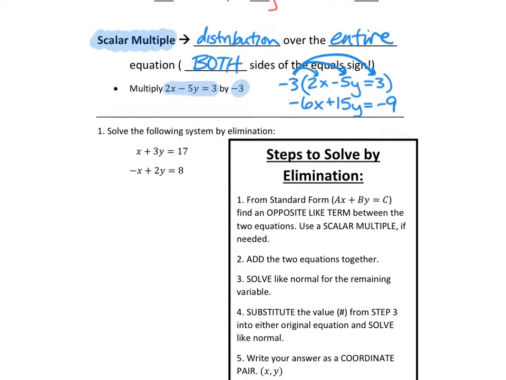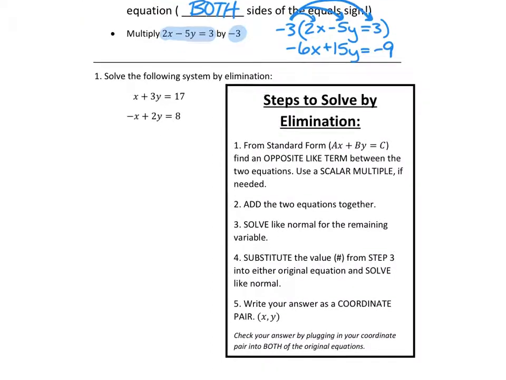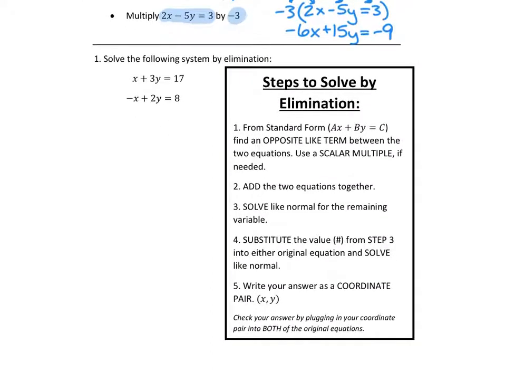Okay? The steps to solve an elimination question are as follows. We need to know that these equations are written in standard form, which is alphabetical order. So if we look at both of ours, you see how it's x, y, number, I'm good. That's standard form. I need to find an opposite-like term, which means I'm looking for one variable in the top and the bottom to be opposite-like terms. And if there's not, that's when I have to use my scalar multiple, which is not going to happen on this question, but we will do it on a couple others today, okay?